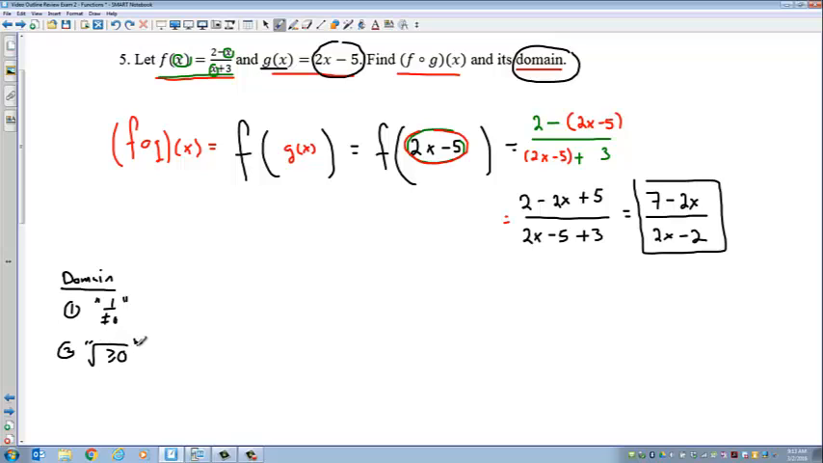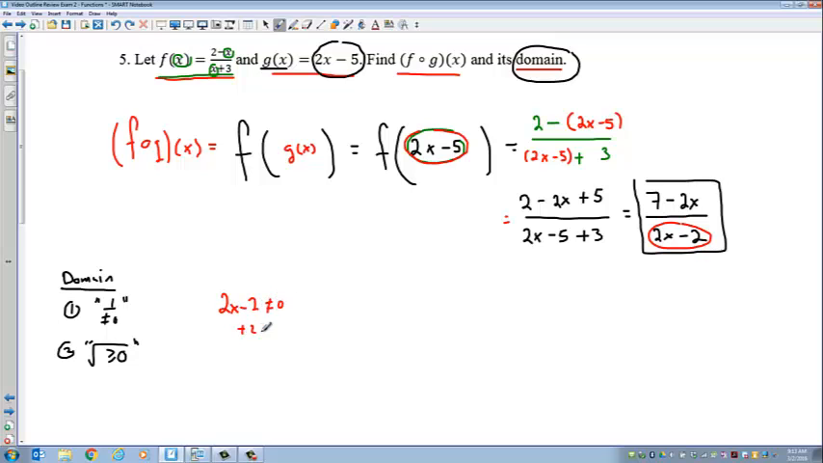Because if you get something that's negative inside of a square root, then we have to work with those imaginary numbers or complex numbers. All right, so now we don't have any square roots, so we don't have to worry about that, but we do have a denominator. So to figure out my domain, I need to watch out for that thing being equal to 0. So I want to make sure that 2x minus 2 is not equal to 0.